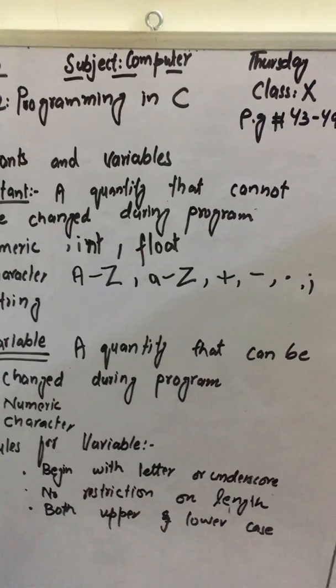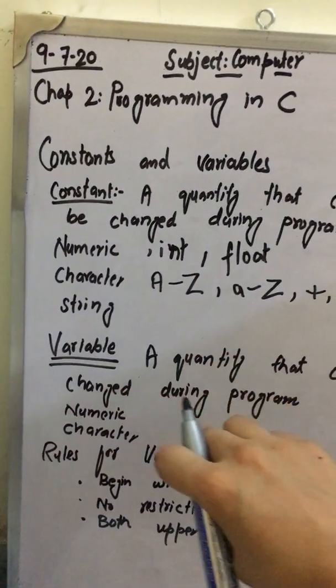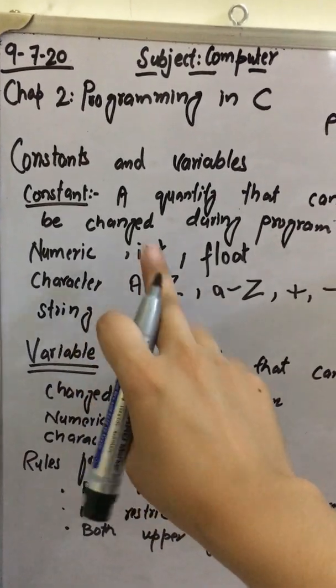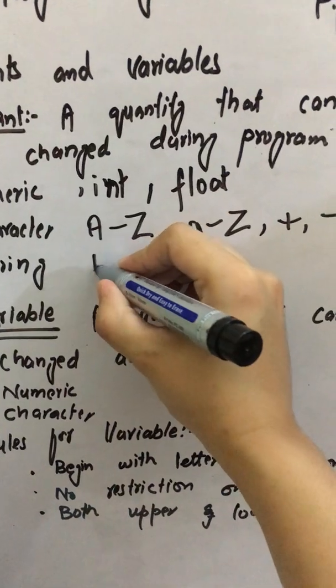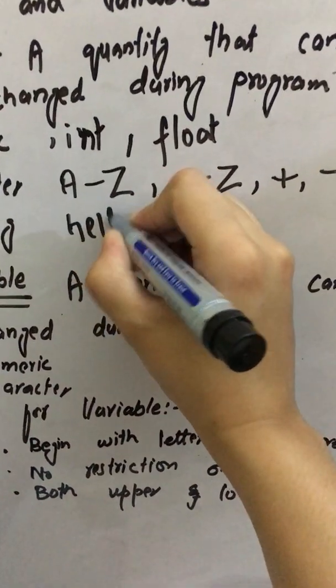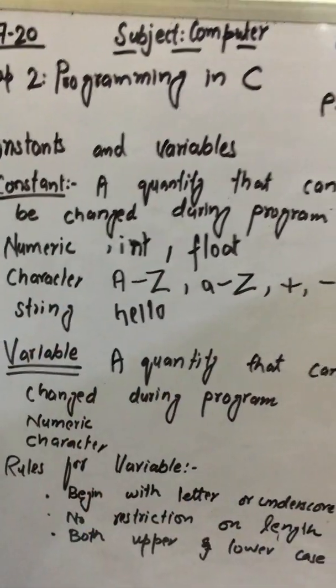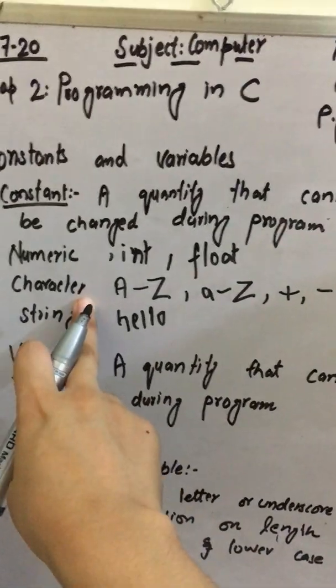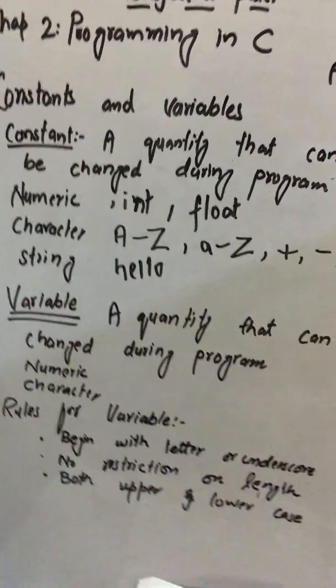Then we have string. Actually, a string is a combination of different characters. For example, I am taking different characters from here and I can write here hello. So it is the combination of different characters from here. So that's why it has become a string.